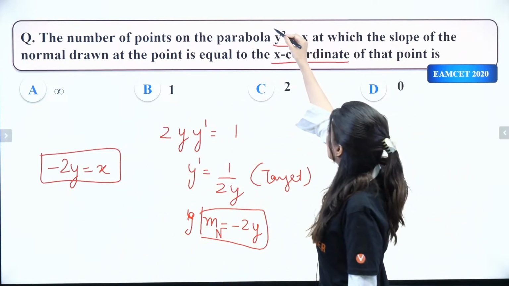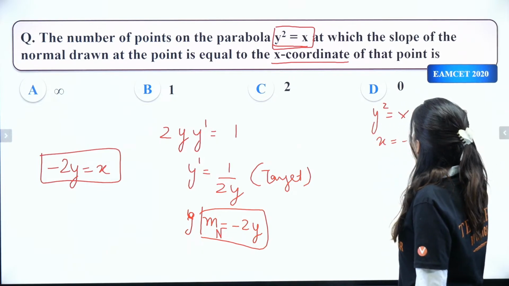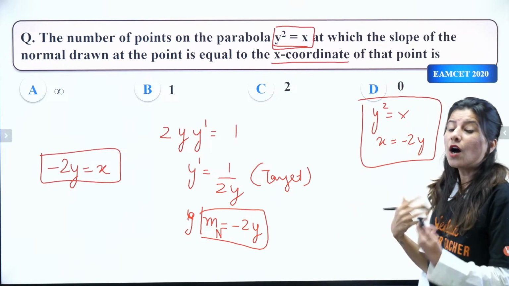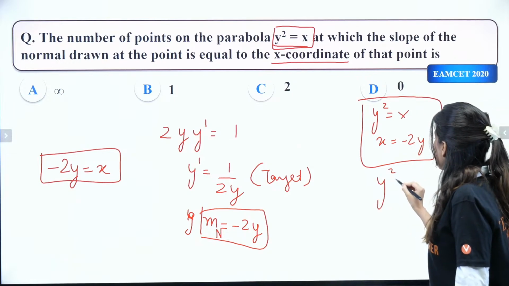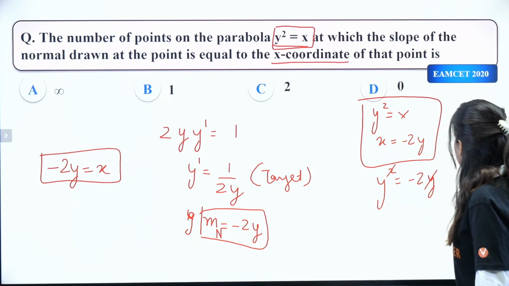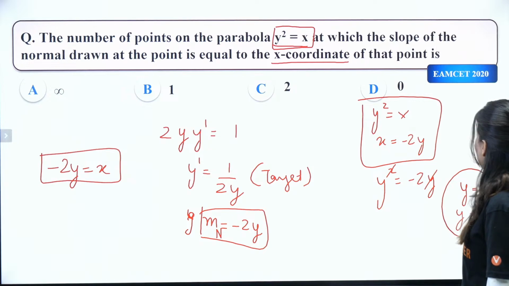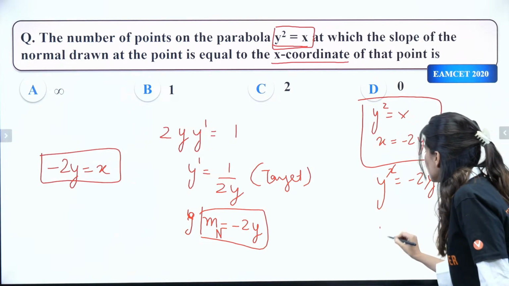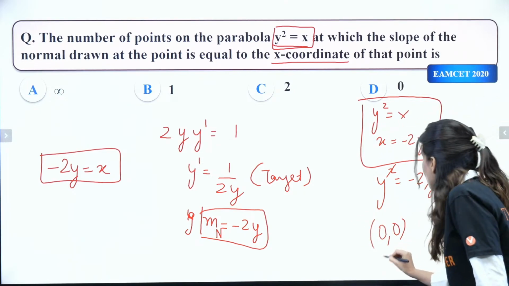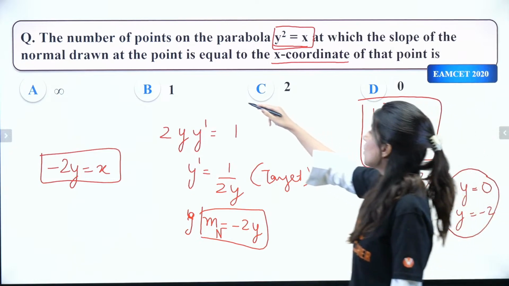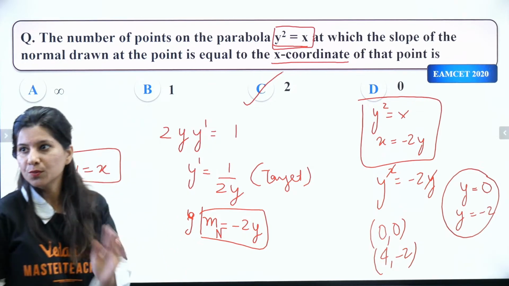So y square equals x and x equals minus 2y should be solved together to get how many points we are getting. So y square will be equal to minus 2y. Can you see y getting cancelled? That means y is coming out as 0, and the other is y equals minus 2. The moment you put y equal to 0, you get x is also 0. So 0 comma 0 is one point where the condition holds. And for y equals minus 2, 4 comma minus 2 is the other point. So 2 points, option C, absolutely right.